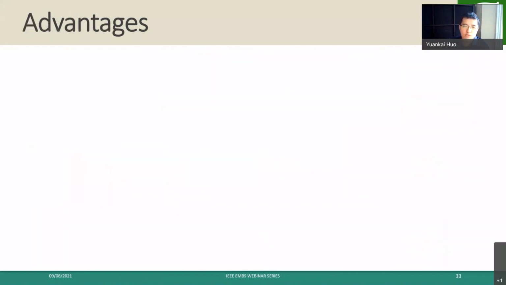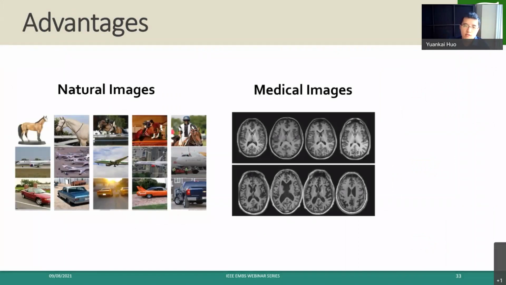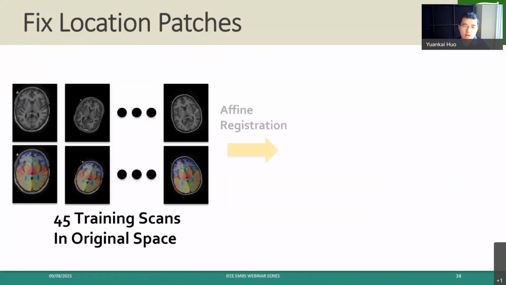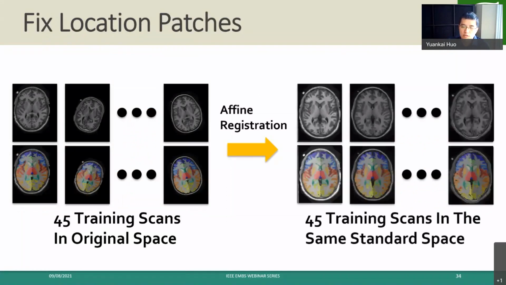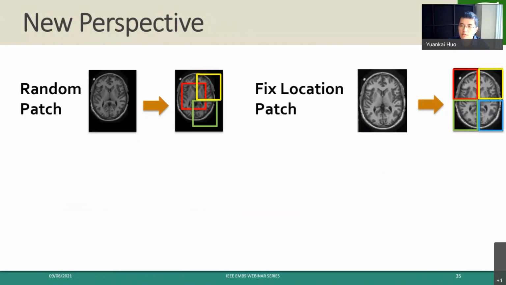Before we introduce our algorithm, there are many unique advantages in neuroimages that we can use, which is strong prior. If we compare, for example, different horse images and different brain images, the inter-patient variability between brain images is smaller than between horse images. So basically, we have a strong prior and a lot of good tools that we can use. So instead of random patches, we first register all the images to the standard space, for example the MNI space, and we do fixed location patches. So for every image, we do the patching at fixed locations.